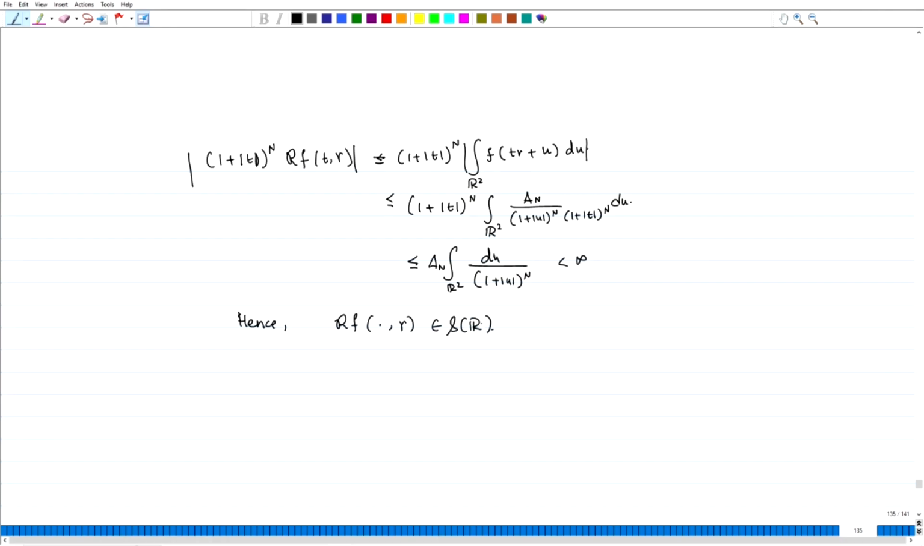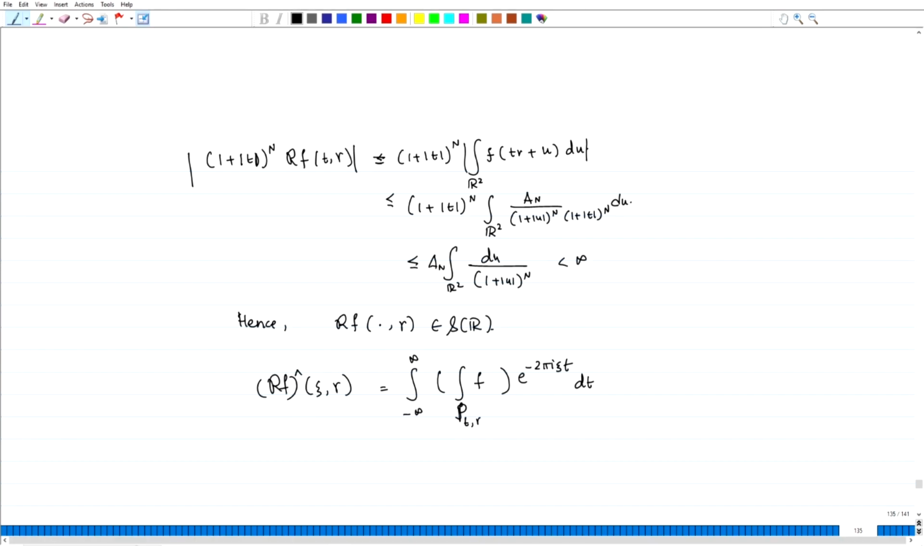So, now what we would like to find out is R f hat at xi comma gamma. This is equal to the integral from minus infinity to infinity of R f, which is the integral over the plane p t gamma of f, then e to the power minus 2 pi i xi t dt.